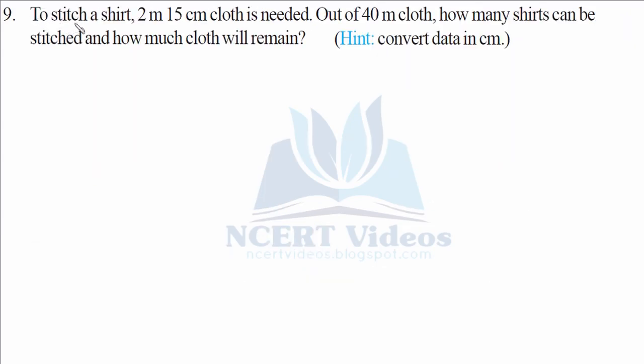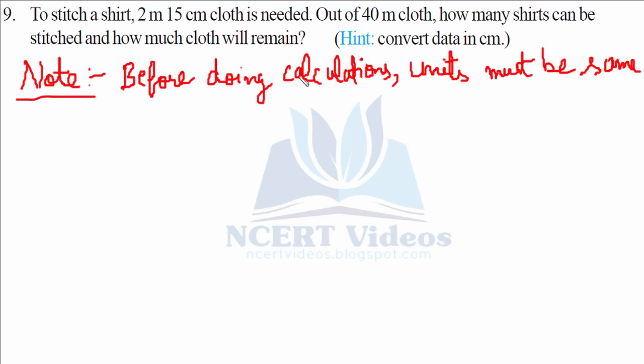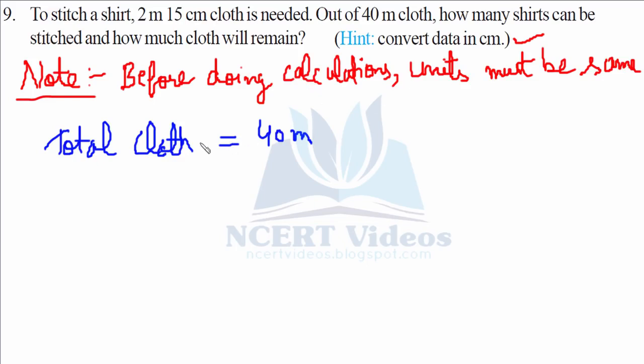Now 9th, to stitch a shirt 2 meter 15 centimeter cloth is needed. Out of 40 meter cloth, how many shirts can be stitched and how much is left? Now it is a division problem. So there's a hint given, convert data into centimeter, because you have to take one thing note. Before doing any calculations whatsoever, units must be the same. So we have to convert them first into centimeters because it would ease the problem. So total cloth the person had is 40 meters. So 40 into 100. Why 100? Because 1 meter equals 100 centimeter. Therefore 40 meter would be equal to 4,000 centimeter.